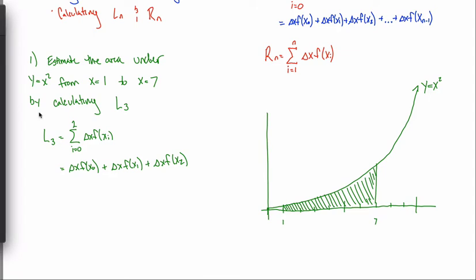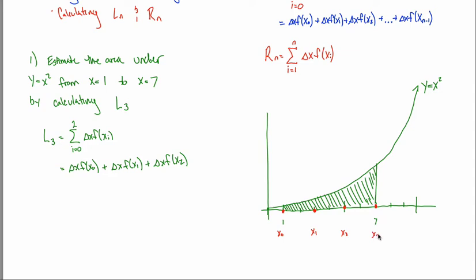If I want to draw 3 rectangles, I need to divide up the area from 1 to 7 to make 3 rectangles. I need 4 points that are equally spaced. What you'll see is they're at 1, 3, 5, and 7. I'll talk about how I figured that out in just a minute. I'm going to call those points x0, x1, x2, and x3. So x0 in this picture is 1, x1 is 3, x2 is 5, and x3 is 7.